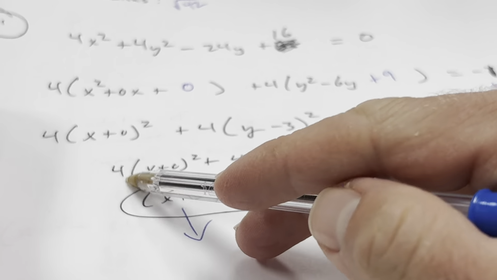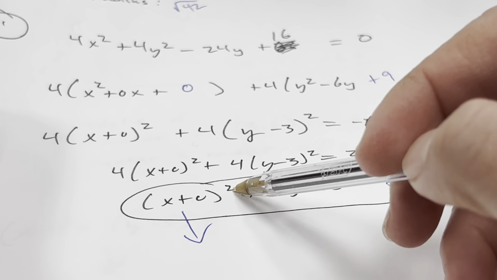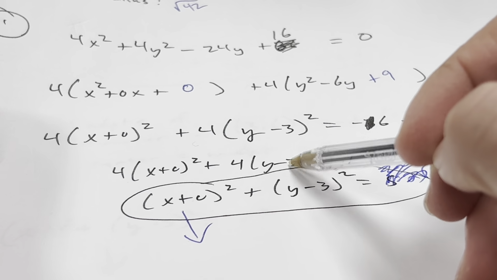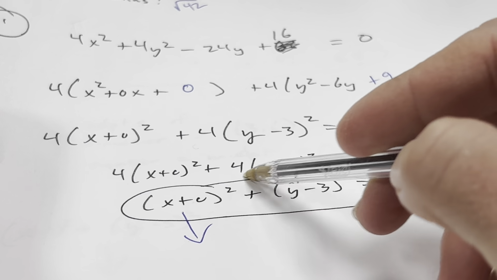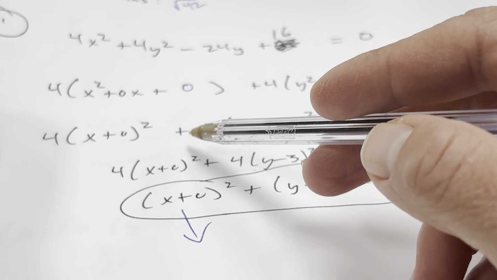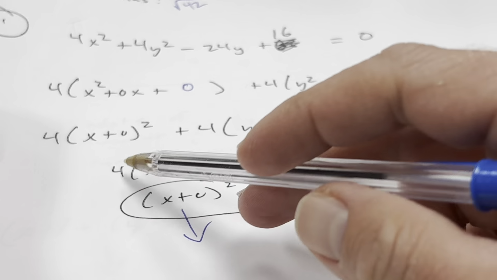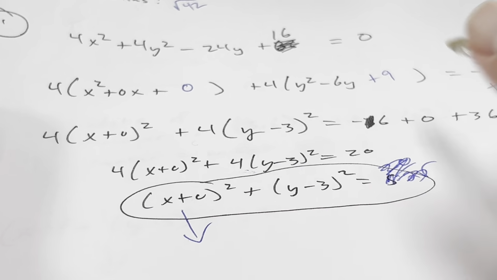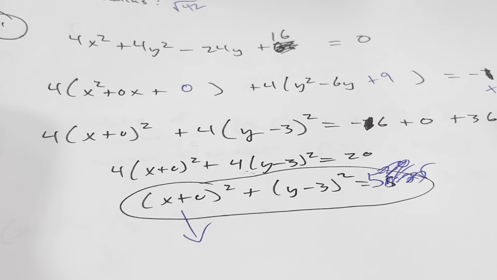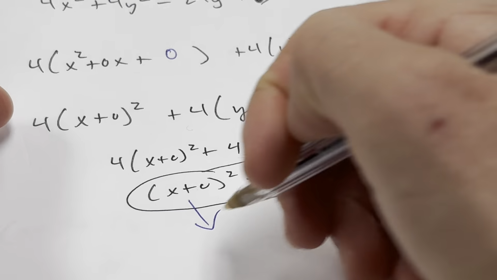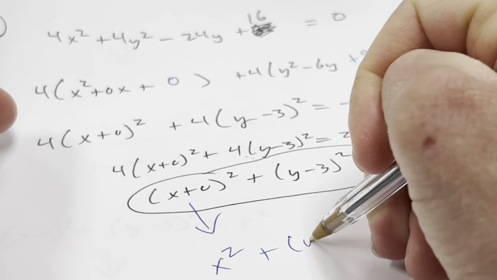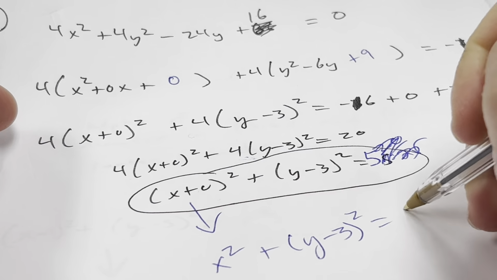I'm sorry. So you have 4 times x plus 0 squared plus 4 times y minus 3 squared is equal to 20. Equation of a circle, it's just got to be x minus h squared plus y minus k squared. There can't be a number coefficient on the outside. I got to divide everything by 4, which is why I should have 5 there. You wouldn't say x plus 0. You would say the following.